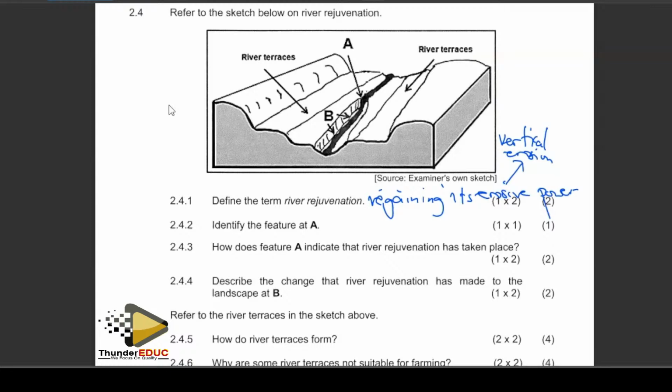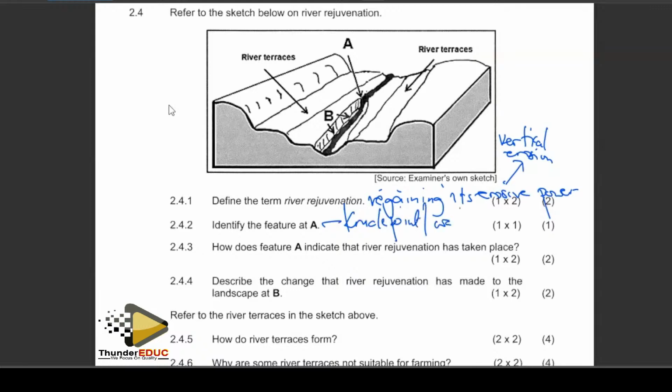Right, that is the concept. We move on to the next concept, identify feature A. If you check at A here, you see there's a sudden drop in gradient. Here is going down and there is going lower. So what is likely to be feature A? That is a nick point.